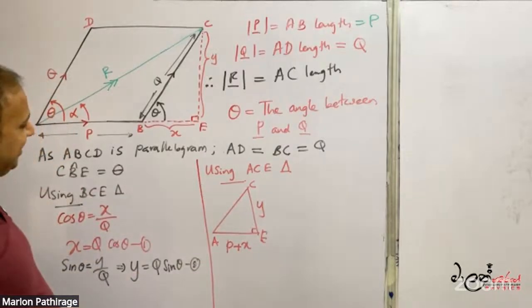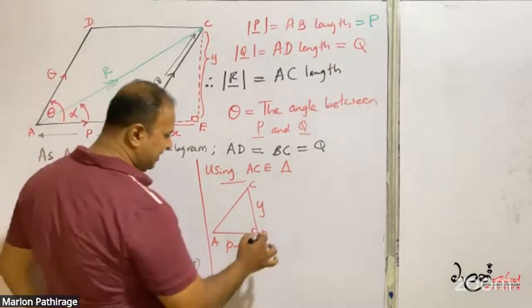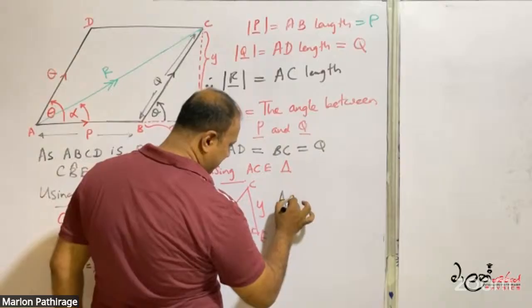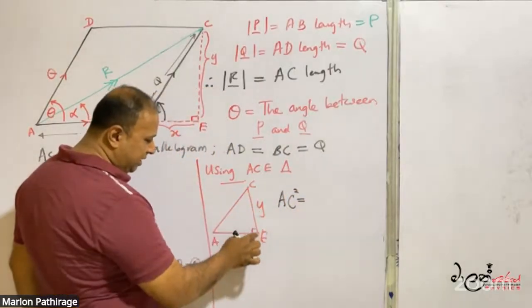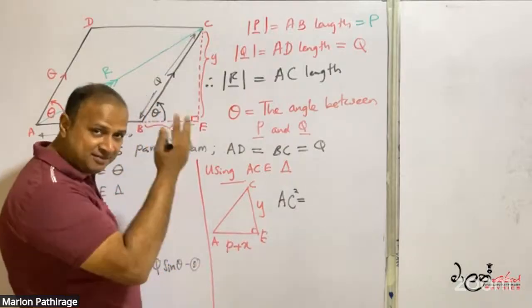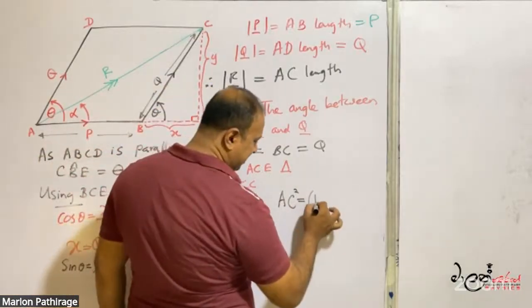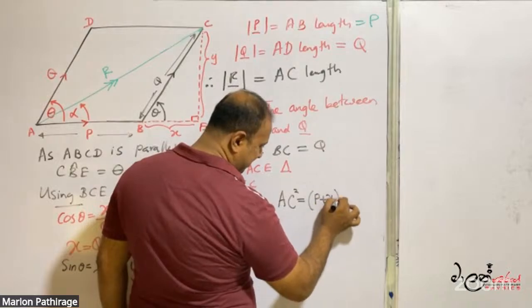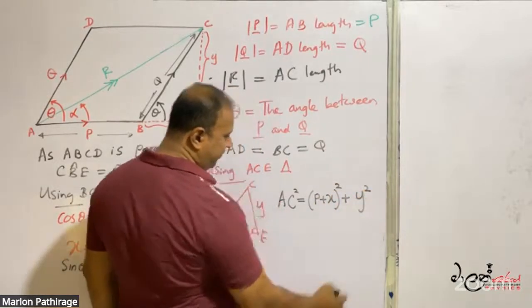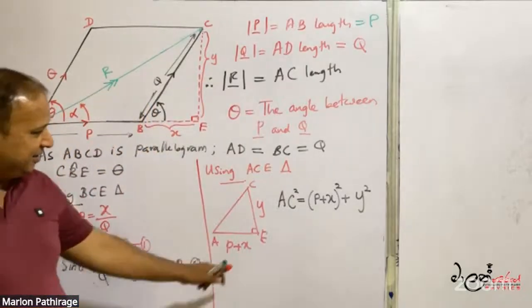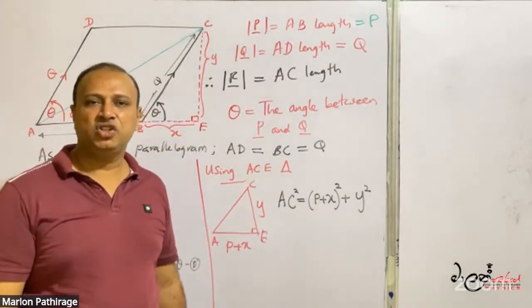Then AC squared should be equal to (P plus X) the entire square plus Y square. Is that clear? If you got this relationship, please say so.